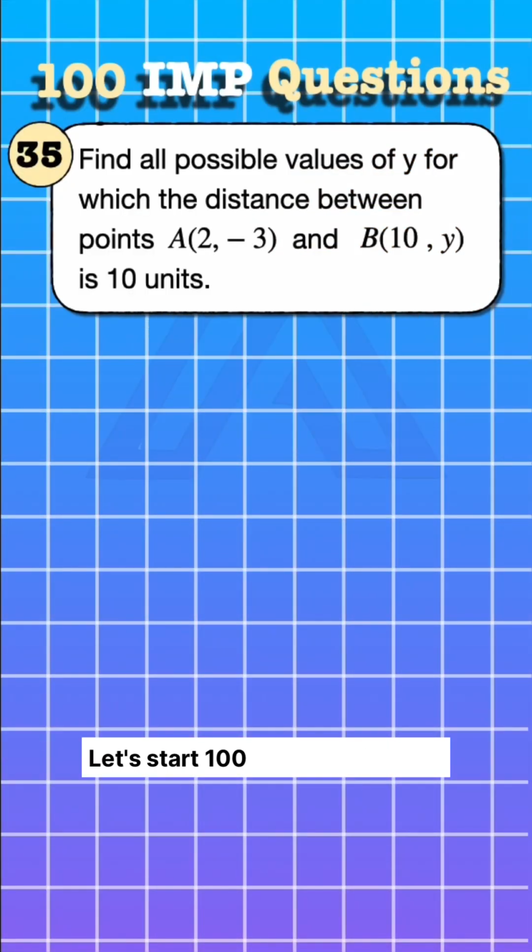Let's start 100 question series. Question number 35. Find all possible values for which the distance between the points A and B is 10 units.